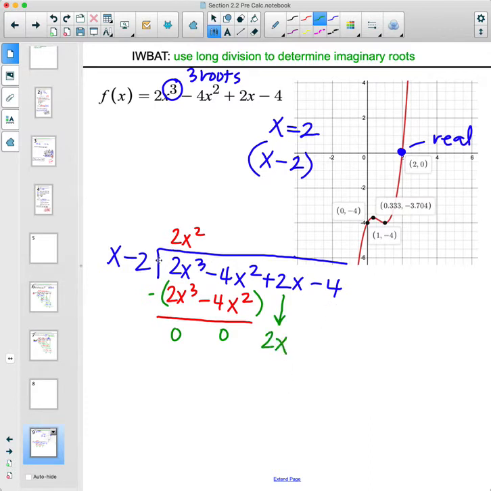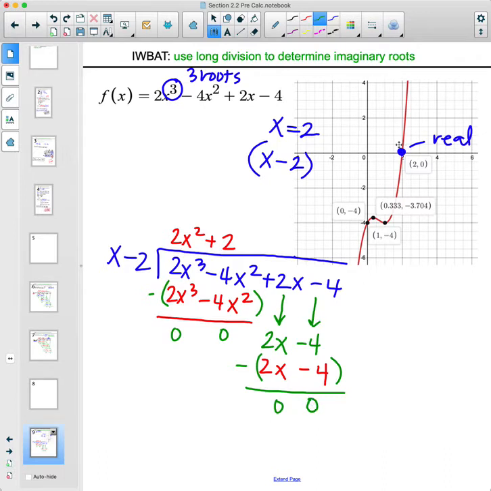Now we're going to be missing a term because the x squared canceled out. That's fine. So what times x gives me 2x? Well, that's going to be plus 2. Then multiply. So 2 times x is 2x. 2 times negative 2 is negative 4. And we can just carry this down. Then you're going to subtract. 2x minus 2x is 0. Negative 4 minus negative 4 is 0.